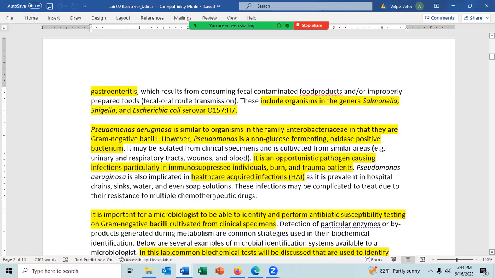Pseudomonas aeruginosa is also implicated in nosocomial infections, also called hospital or healthcare acquired infections. And you can find Pseudomonas aeruginosa in anything that's essentially moist, like hospital drains, sinks, and water, like flower vases, even dilute soap solutions.